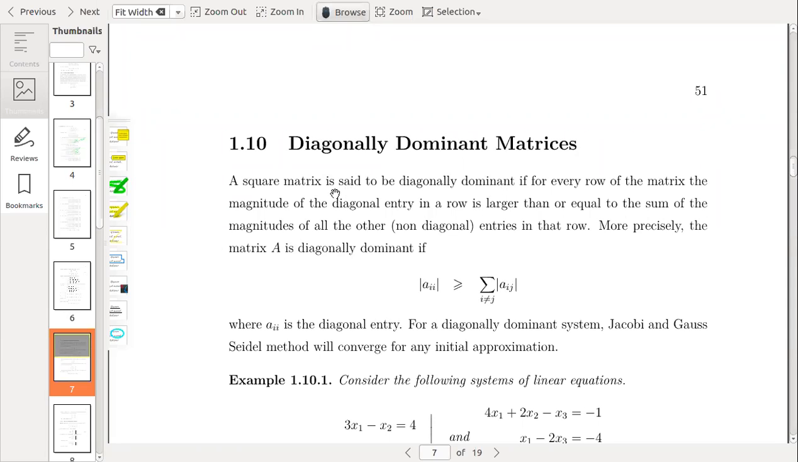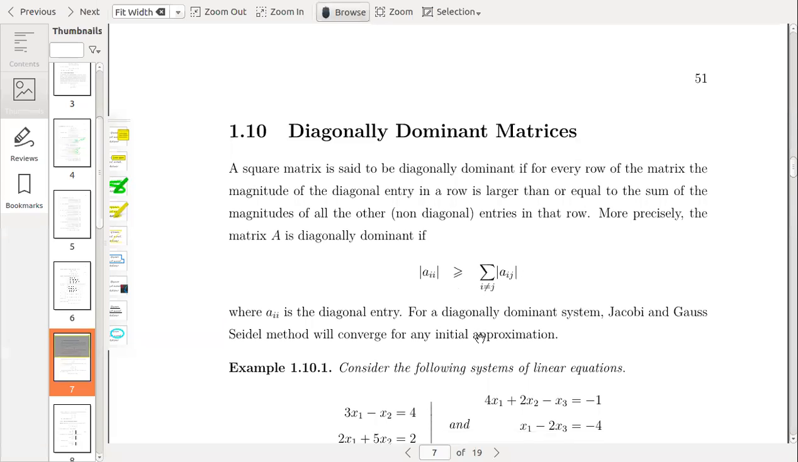So what is a diagonally dominant matrix? A square matrix is said to be diagonally dominant if for every row of the matrix, the magnitude of the diagonal entry in a row is larger than or equal to the sum of the magnitudes of all the other non-diagonal entries in the row. More precisely, the matrix is diagonally dominant if |aii| is greater than or equal to the sum of |aij|, for i not equal to j.